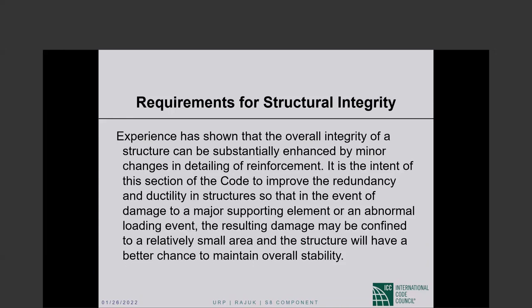Can the longitudinal reinforcement of short column, sorry, I will rephrase the question. Can the longitudinal reinforcement of short column be used as anchor reinforcement to resist pull?